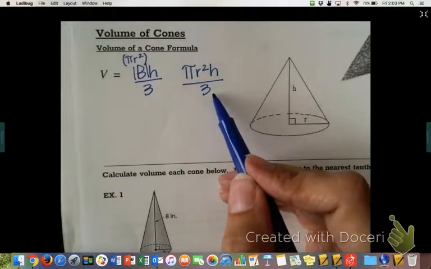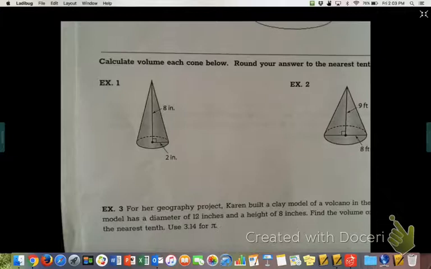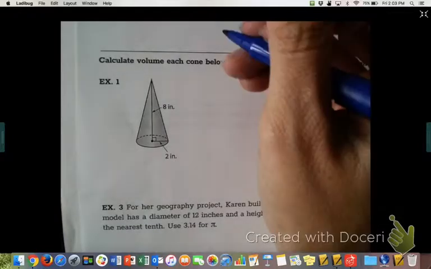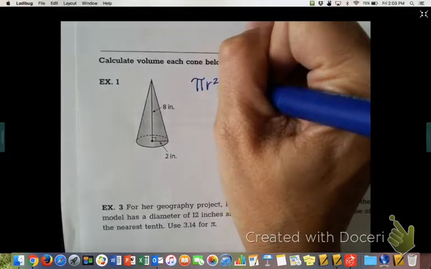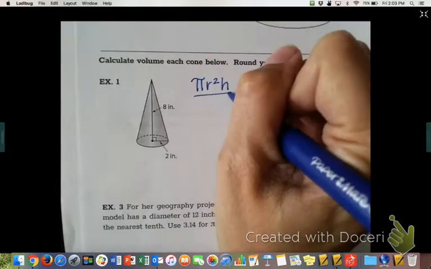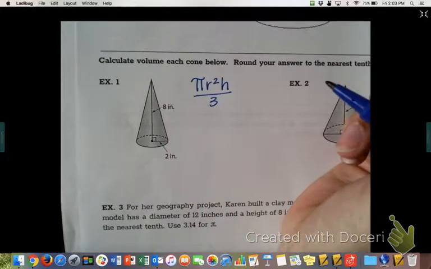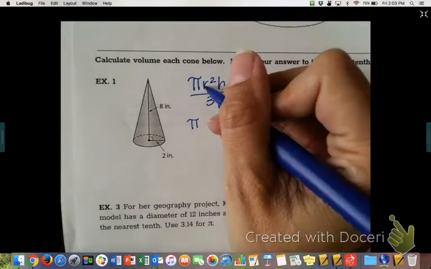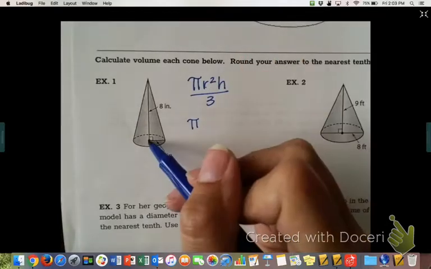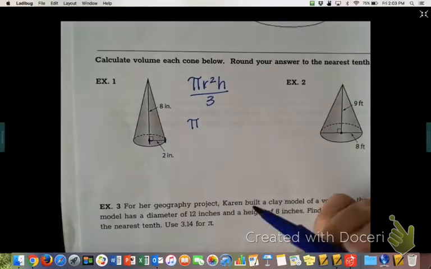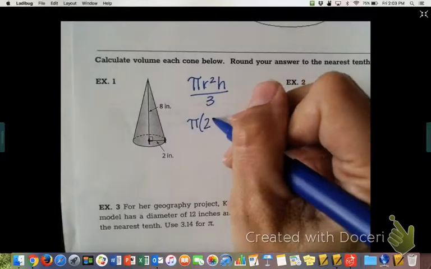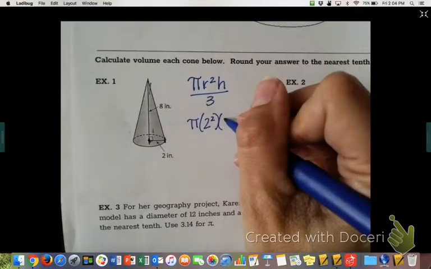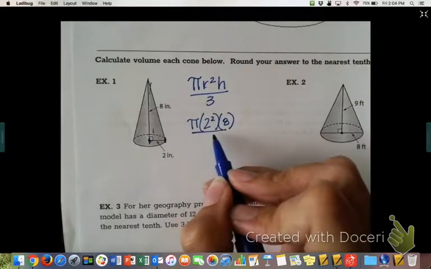Okay, let's try some of these examples. So example 1. I'm going to start by writing my formula, pi r squared height divided by 3. And these all are squished together, which means we're going to multiply. So we are going to push the pi button on my calculator. Instead of r, we are going to put what the radius is, which is 2. So we're going to do times 2 squared times the height. And the height in this cone is 8. And then we're going to take that answer and divide the whole thing by 3.